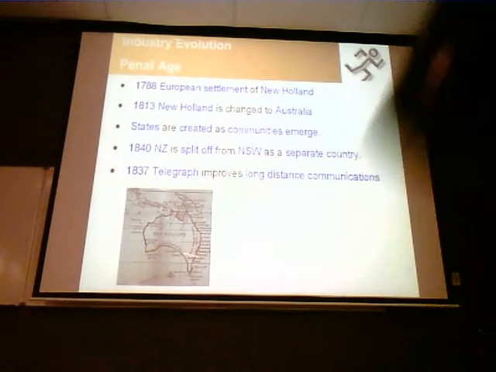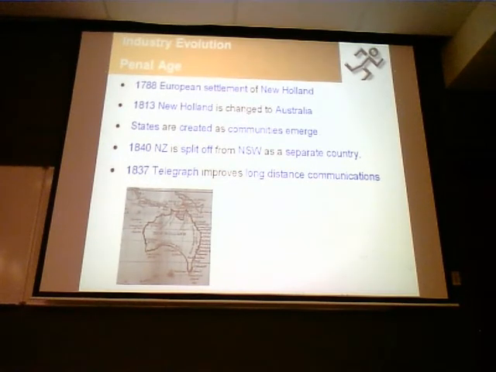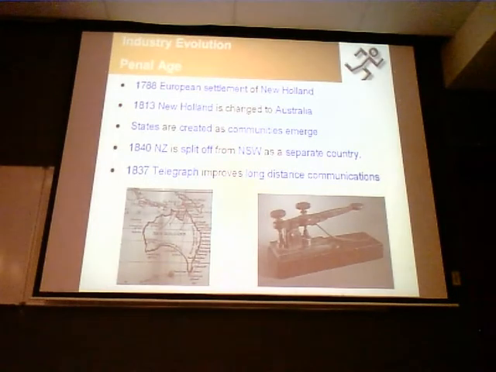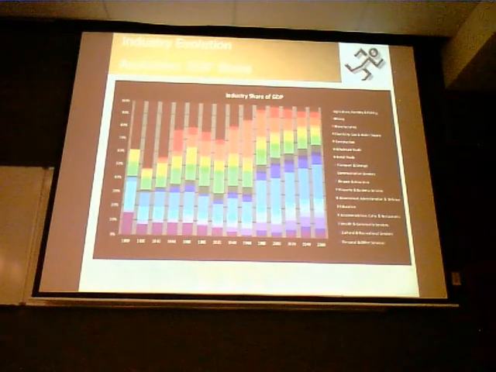As mining got developed down in Victoria, they chipped off a state called Victoria. Same with Queensland, same with the West. So mining really pushed the evolution and development of the states. And the piece of technology that really helped that industrial revolution along was the telegraph. That assisted long-distance communications. So let's have a look at the way Australia's evolved in the mix of industries.